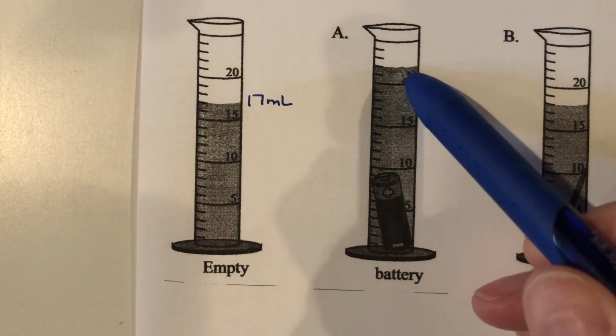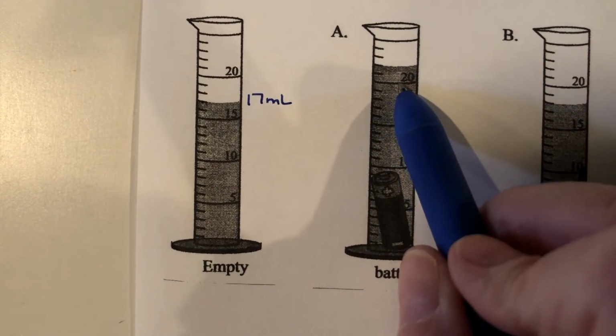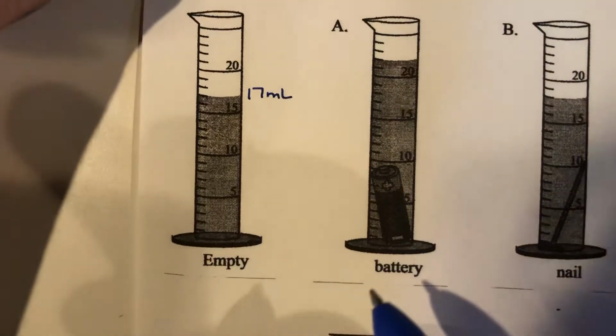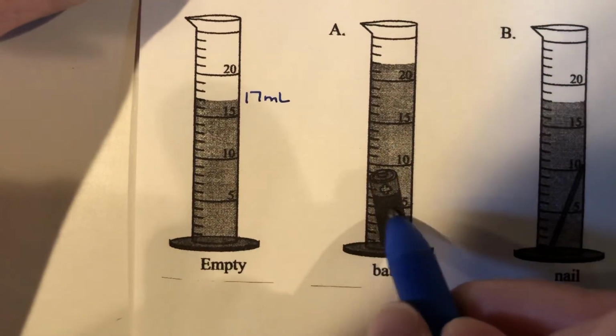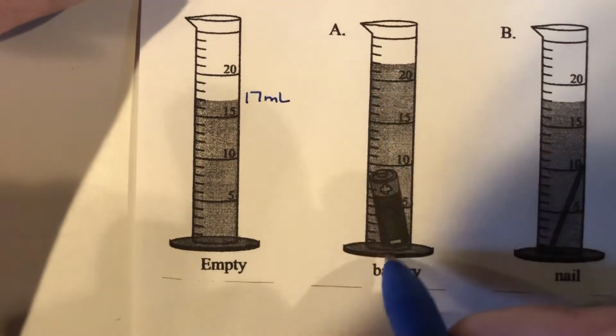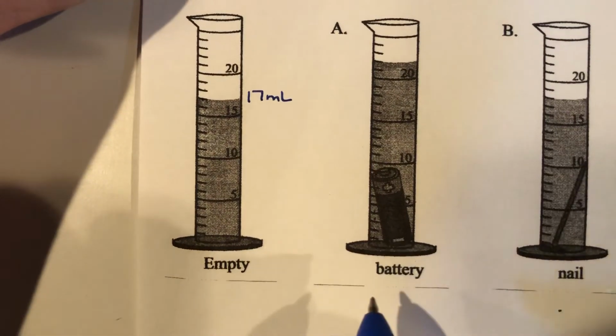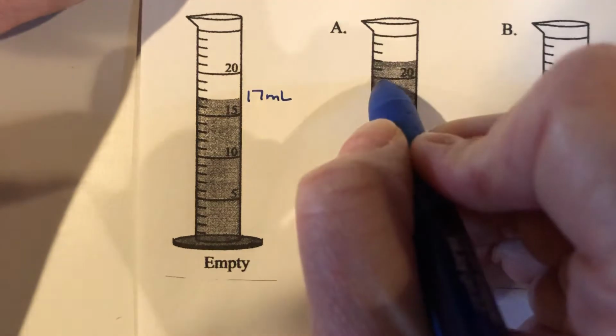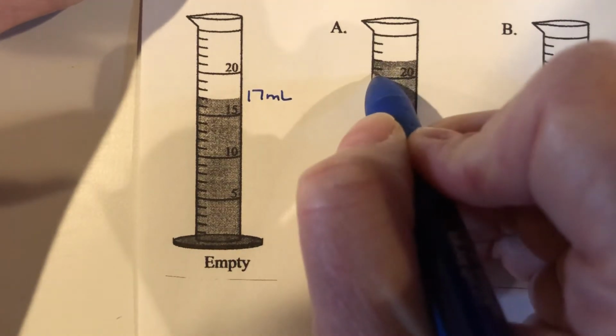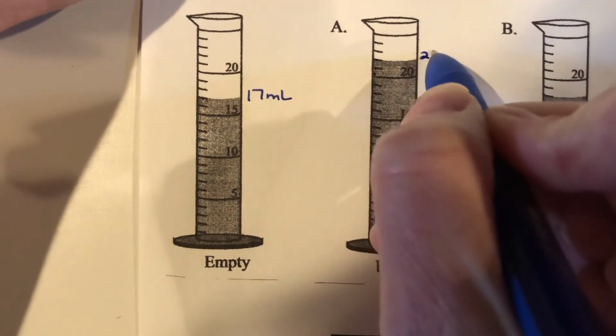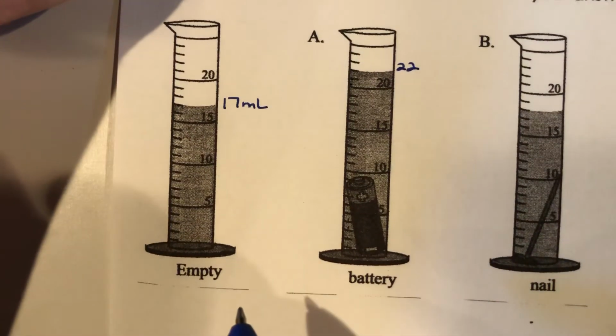And look at what happened to the water. It's not at 17 anymore. What is it at now? Well, when you look, 5, 10, 15, 20, it looks like 1, 2, 3, 4, 5. This is counting by ones, and all of these are the same. So they're all counting by ones. So if this line here is 20, then we have 21, 22. This is 22 milliliters right here, okay?